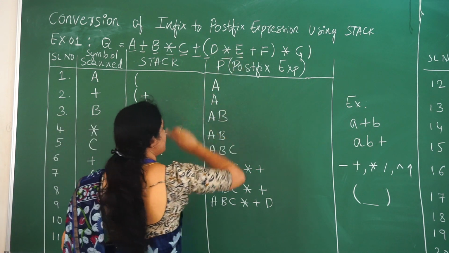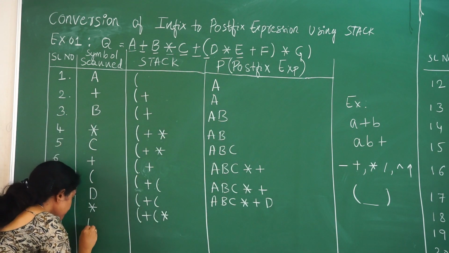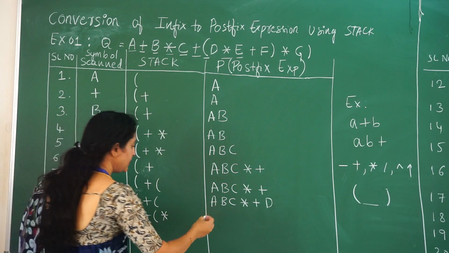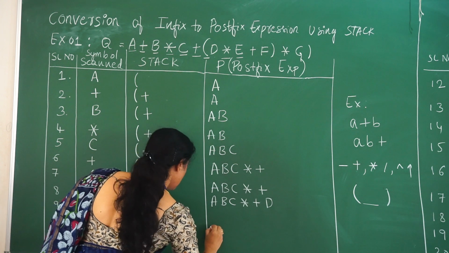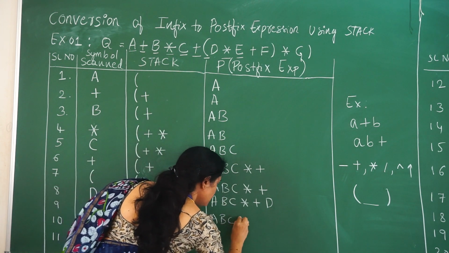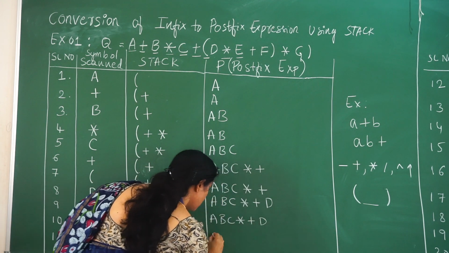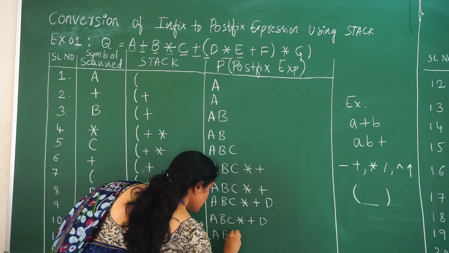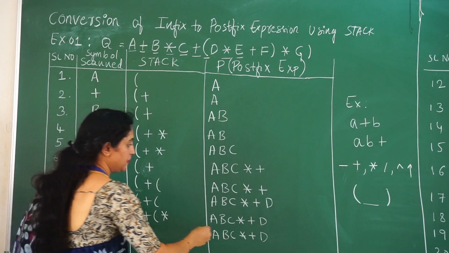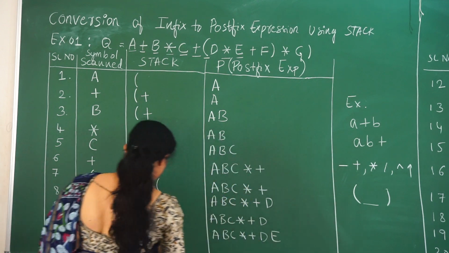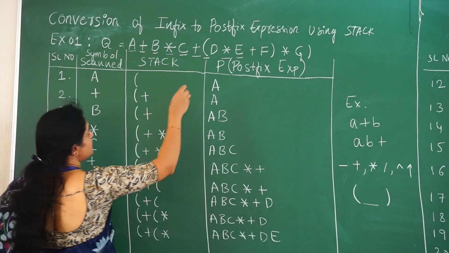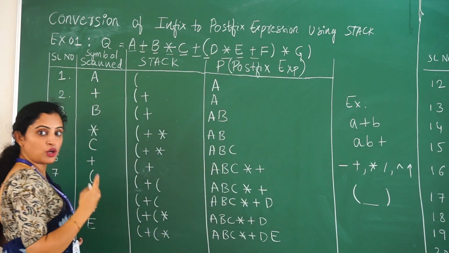The next scanned symbol is E. Since E is an operand, we directly place it in the postfix expression, D and E. The stack remains the same. The next scanned symbol is the plus operator.